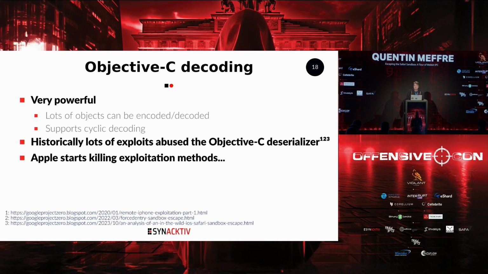The Objective-C decoding is very powerful. It allows encoding and decoding lots of Objective-C objects, and it also supports some complex features. For example, it allows decoding cyclic references, and historically lots of exploits abuse the Objective-C decoder. And of course, Apple does not really like exploitation methods, so they started implementing protections to kill those exploitation methods.